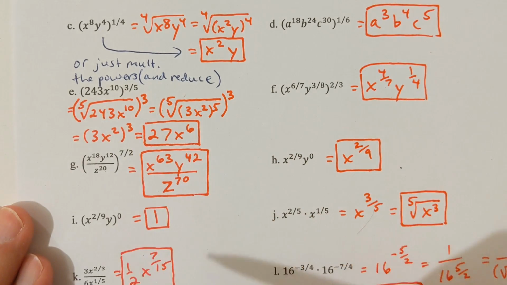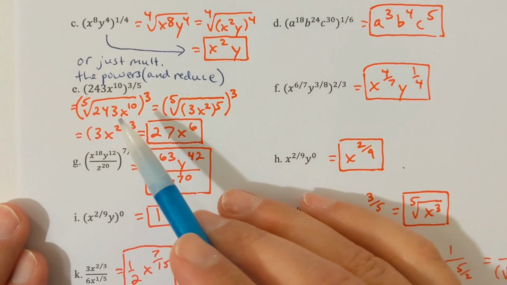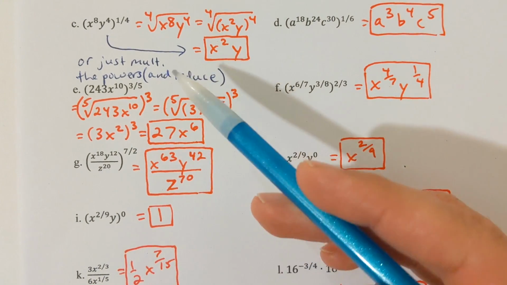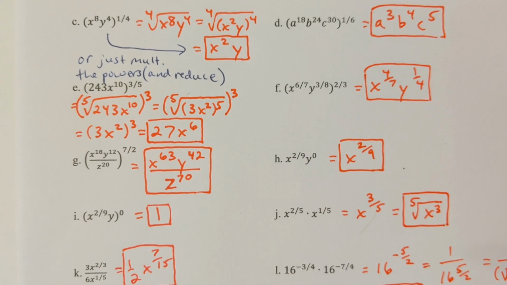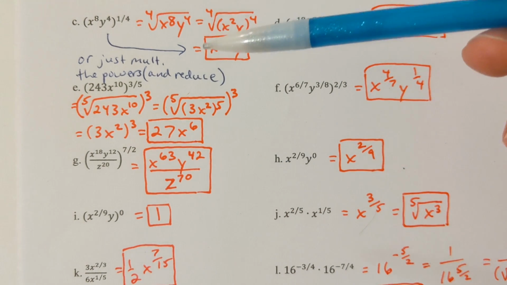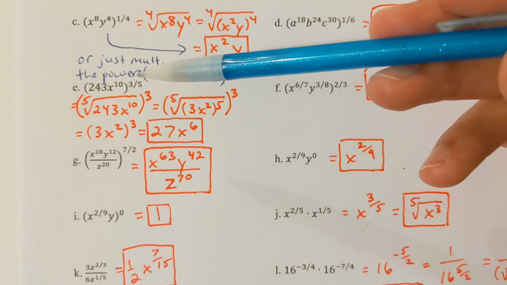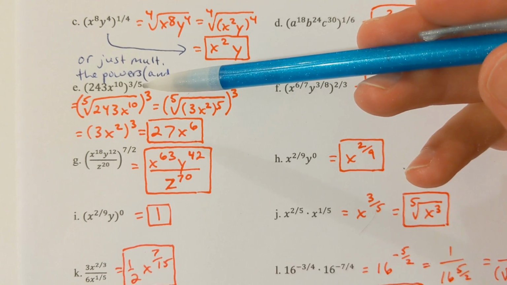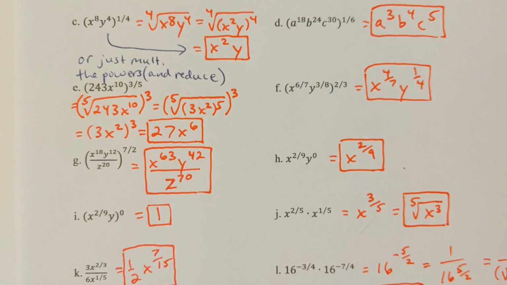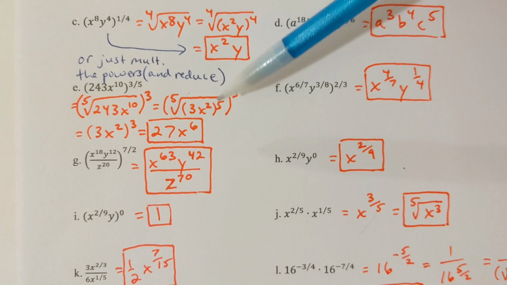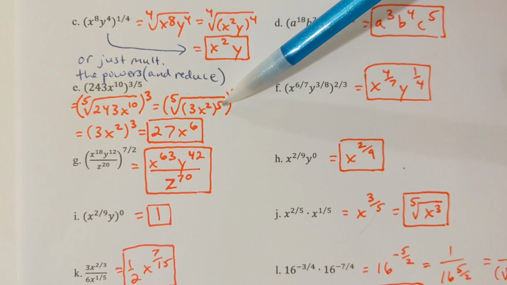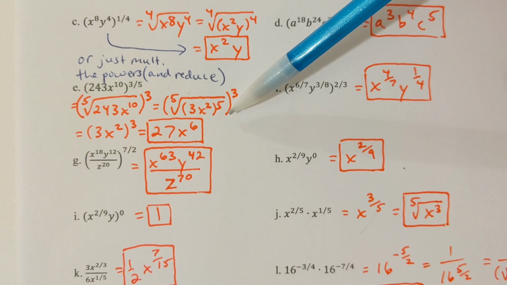Here's another one. Okay, and I'm going to rewrite this in a radical form. So m is 3, n is 5. I'm going to have the 5th root of 243x to the 10th cubed. Now underneath the radical, I'd want to rewrite this expression as something to the 5th power. That way the index of 5 and that power of 5 will offset each other.